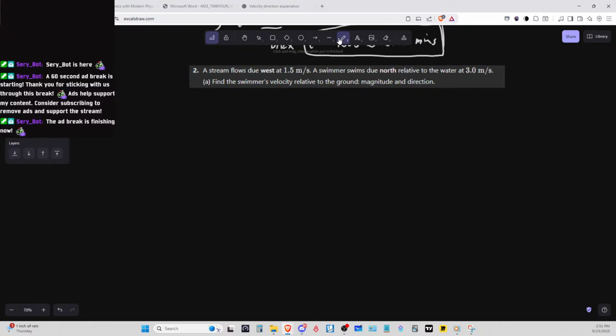Okay, so here we go. A stream flows due west, so this is a stream relative to the earth at 1.5 meters per second, and a swimmer that swims due north relative to the water. So make it a little bit longer.